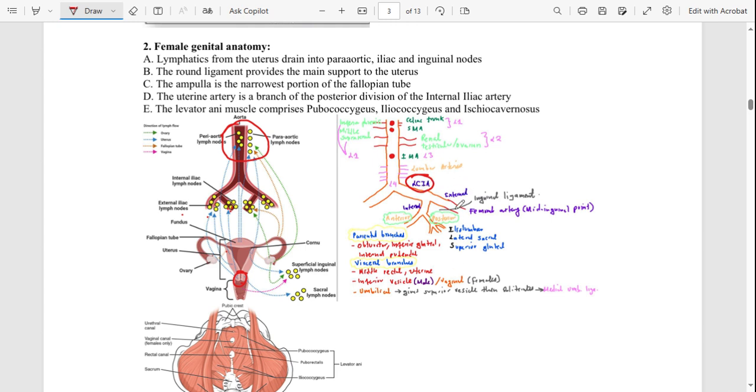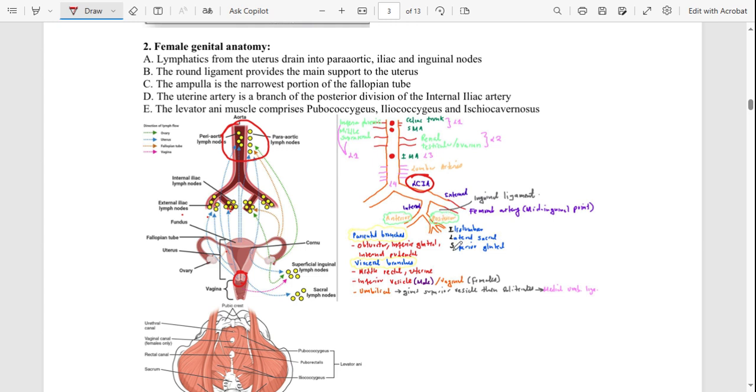internal. The external, once it crosses the inguinal ligament, becomes the femoral artery at the mid-inguinal point. And then the internal one is going to divide into the anterior branches and the posterior branches. Posterior, you only have three arteries: the iliolumbar, lateral sacral, and the superior gluteal. So it's only the superior that comes from posterior, the inferior no.